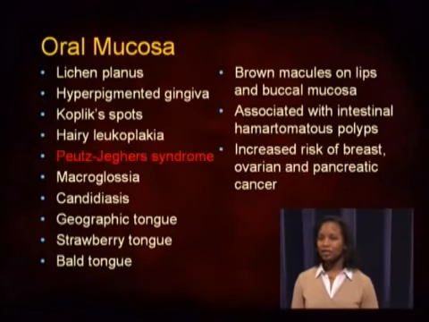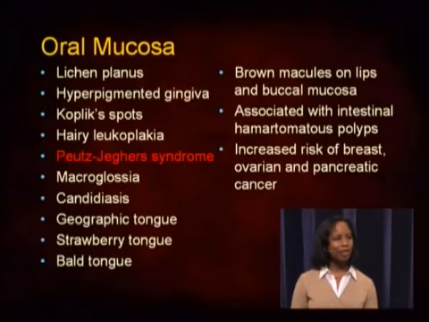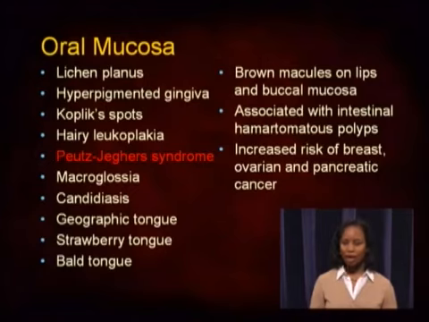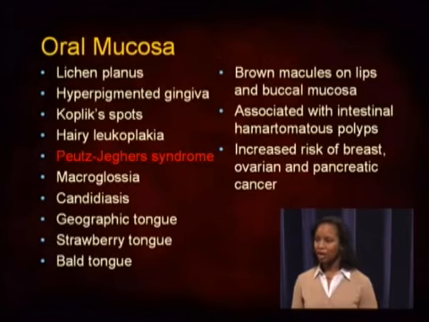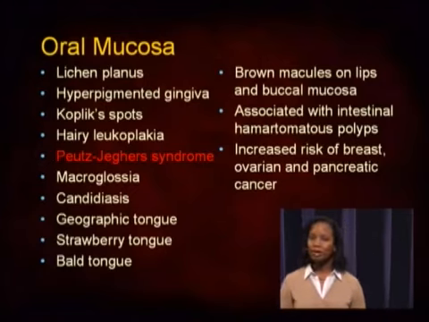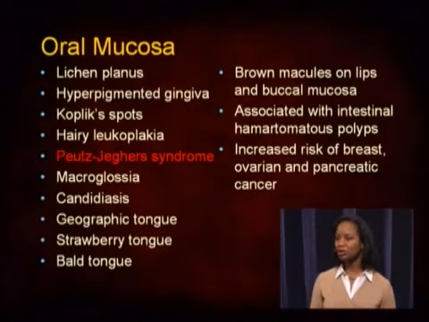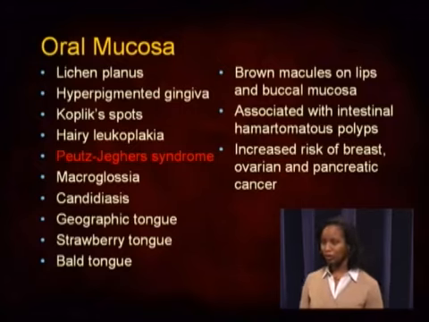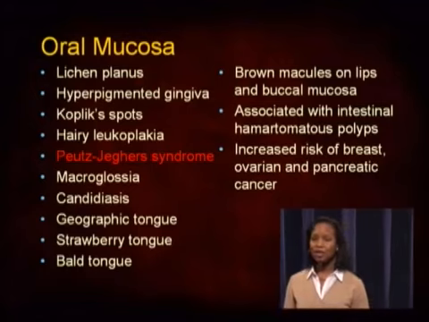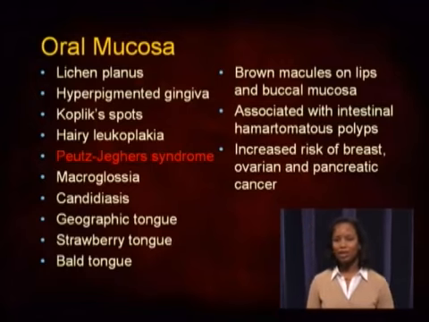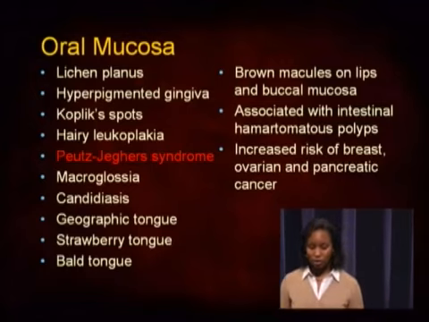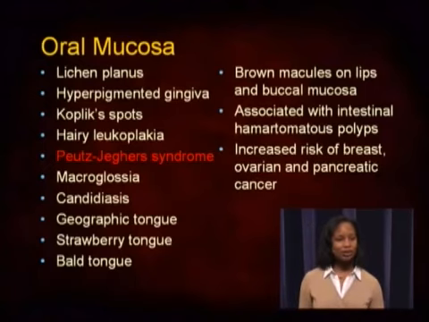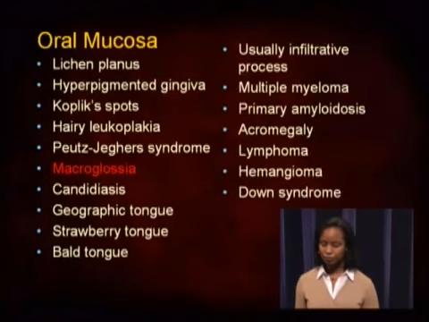Peutz-Jeghers is a genetic syndrome where patients have lentiginous or hyperpigmented macules on the lips and also on the buccal mucosa. These patients have an increased number of intestinal hamartomas, and they're also at increased risk for cancer of the breast as well as the ovaries and also pancreatic cancer. So seeing a lot of freckles, particularly on the lips and inside the mouth, should be a clue for you to look a little closer and get a good family history looking for these types of cancers.